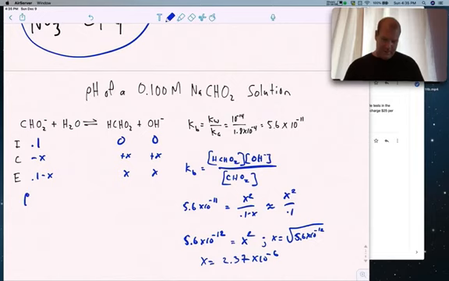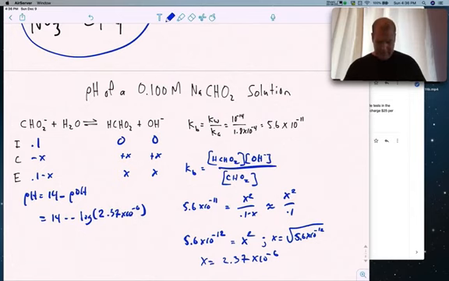The pH is going to be equal to 14 minus the pOH, which is 14 minus minus log of 2.37 times 10 to the minus 6. Let's put that in our calculator. 14 plus log of the answer, and we get 8.37. That is the answer. So that is how you do an example like this one here.